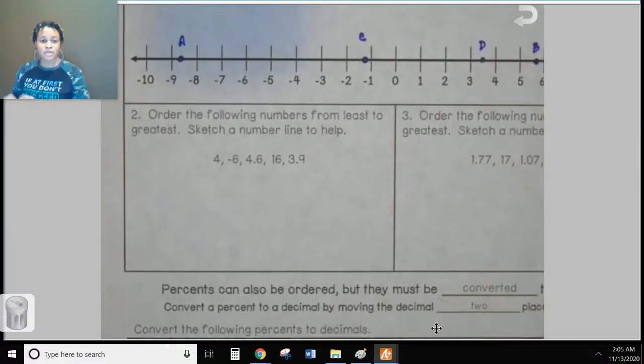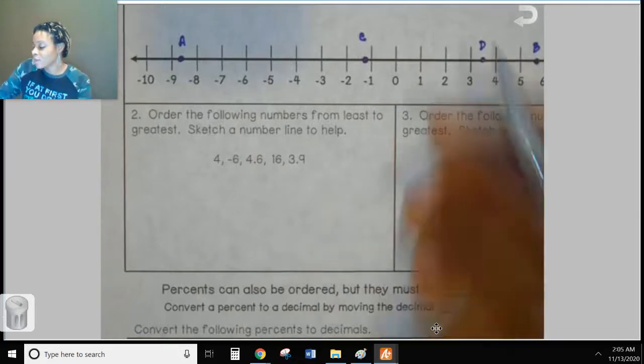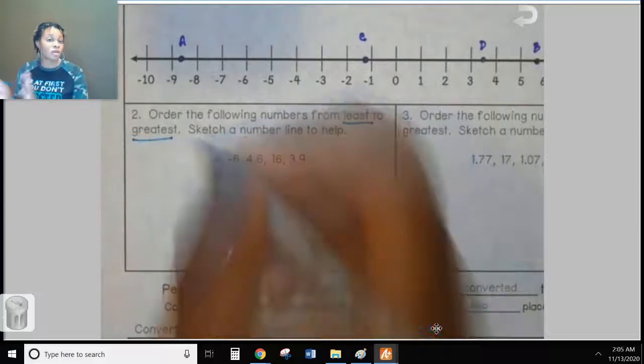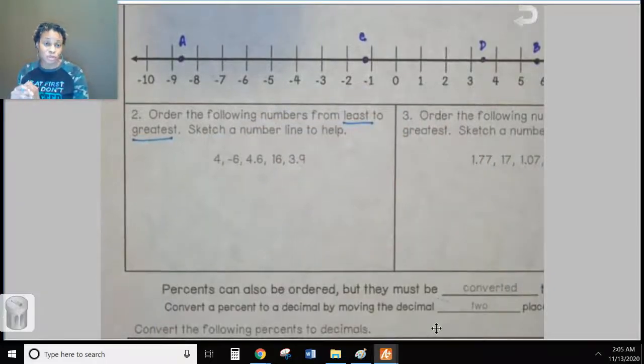This problem says order the following numbers from least to greatest. Sketch a number line to help. So you can sketch a number line to help. I'm going to do a minimal one, not a super one, to help me. But let's make sure we look at those words from least to greatest. Make sure you read the words. It's very important. Sometimes they change it from greatest to least. So reading the words is important.